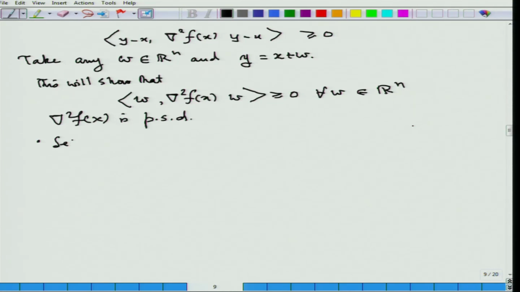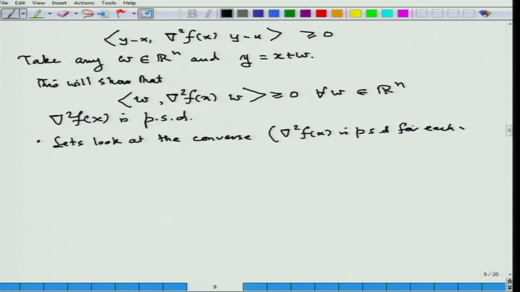And now let us look at the converse. Now you take any x and y, and then let us see what happens, because this is given to be PSD for each x. Those who know about Taylor's expansion will find it much simpler to understand. f(y) is equal to f(x) plus the gradient of f(x) into (y minus x).